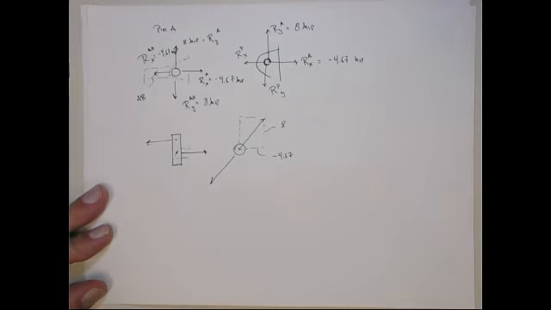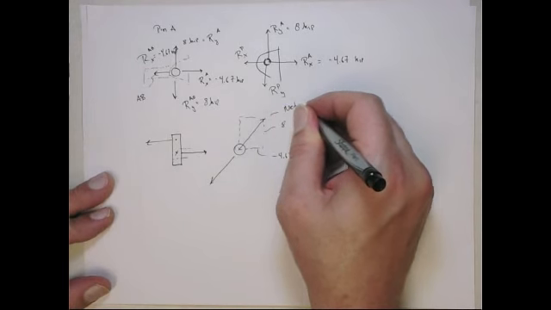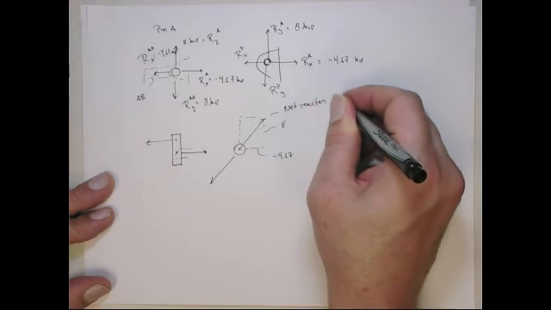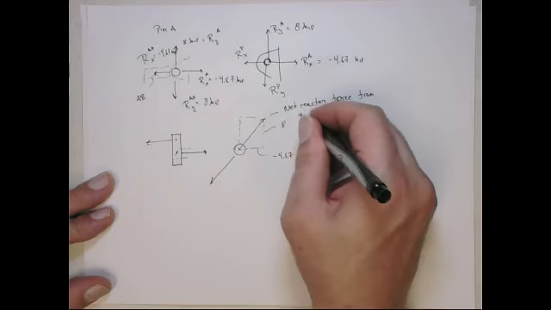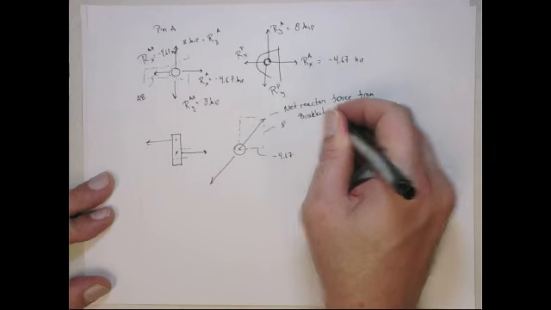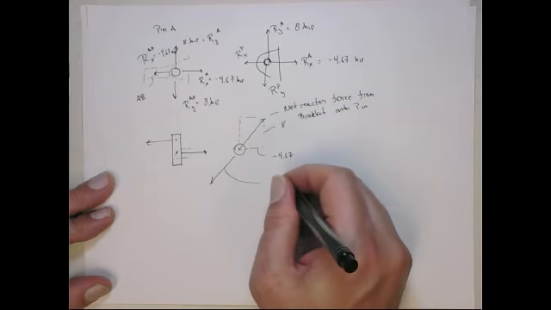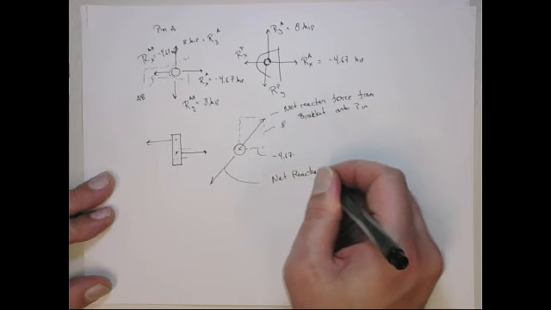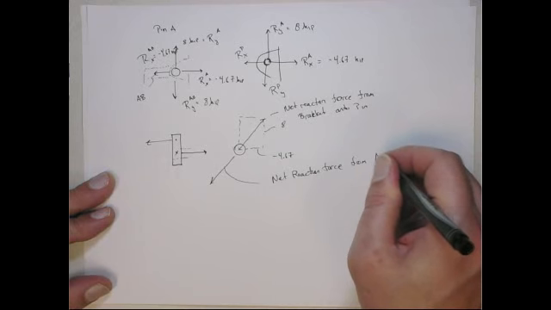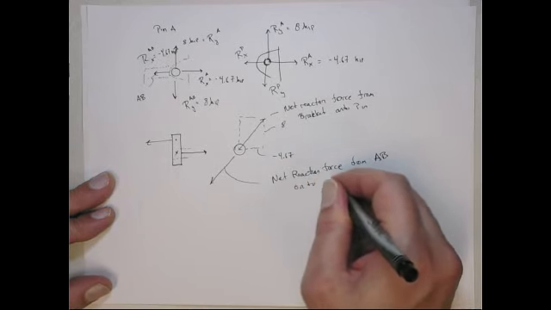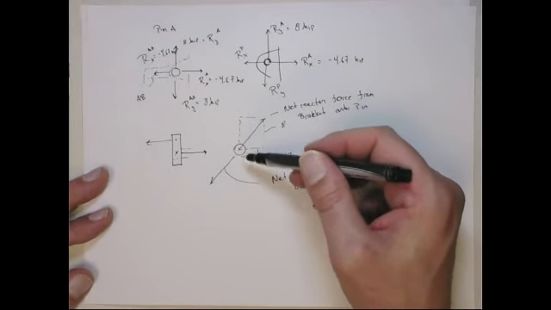I have a tough time always drawing those. Probably easier if I draw it in 3D. So this is the net reaction force from the bracket onto the pin. And then this is the net reaction force from member AB onto the pin. Okay, and again, everything is assumed to go through the section, so there's no way you can have offset moments, so they have to be equal and opposite.